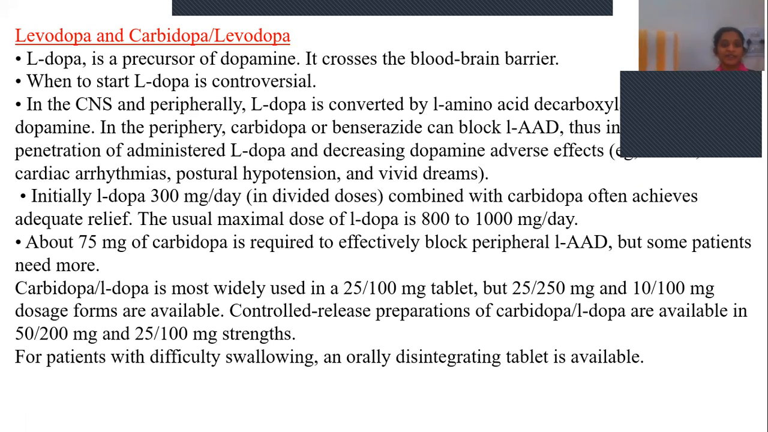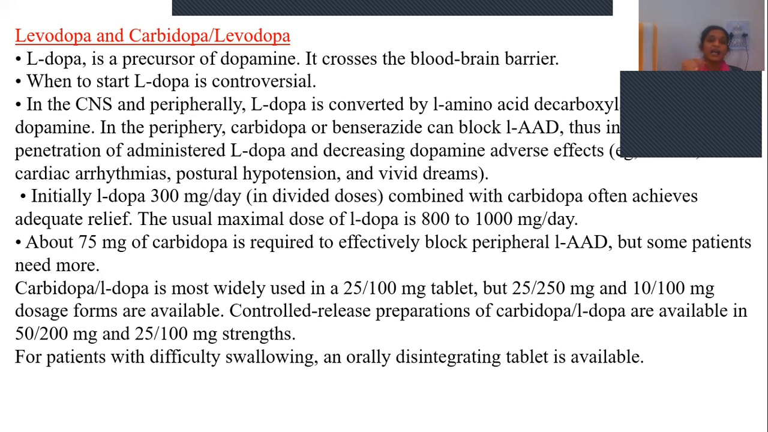In the CNS and periphery, it is converted by L-amino acid decarboxylase into dopamine. In the central nervous system, it is converted in this way. Then in the peripheral circulation, carbidopa or benserazide can block this amino acid decarboxylase. Actually, L-dopa has to be converted into dopamine only in the brain.